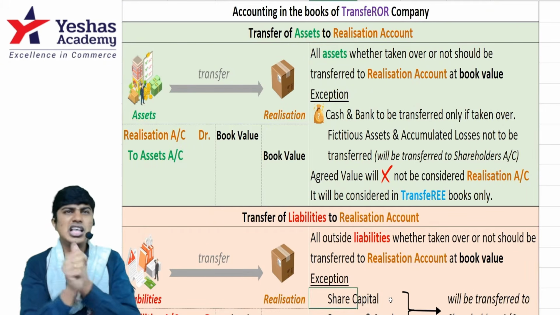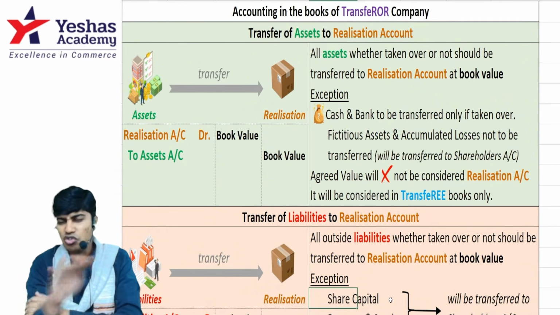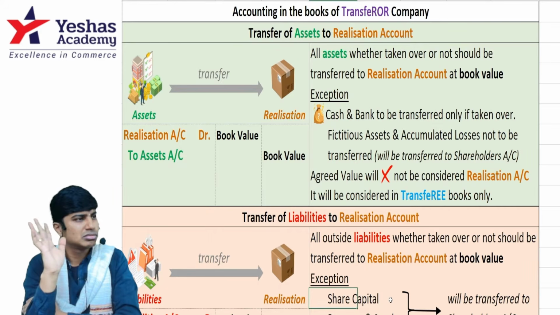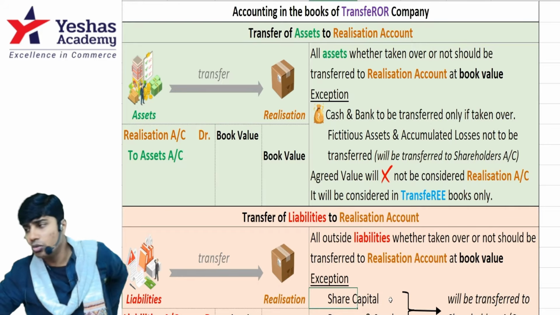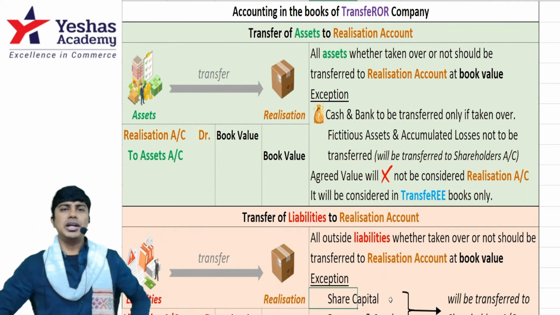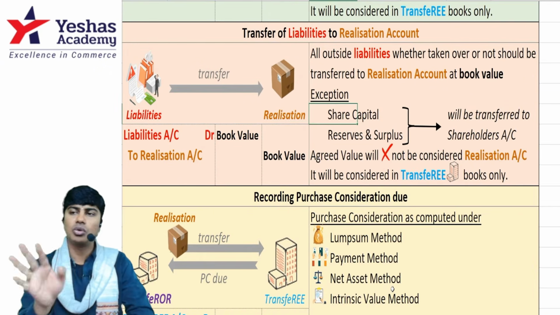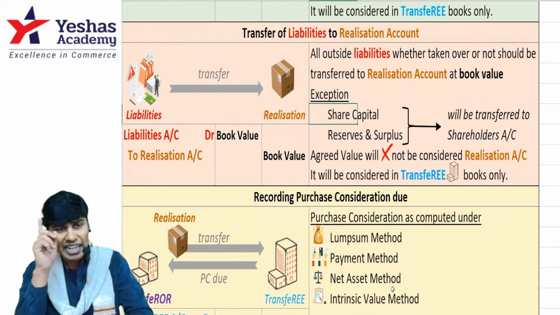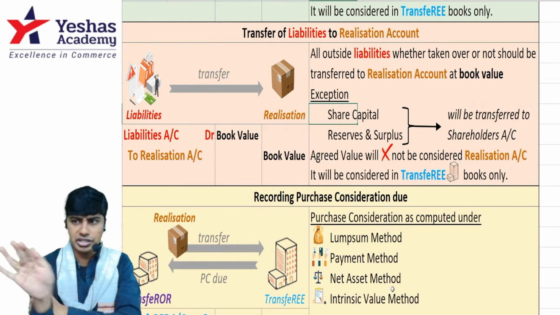Number one, transfer of assets to realization. Realization account debit to assets. Transfer all the assets whether taken over or not, including cash and bank balance. Then we discuss liabilities taken over. What is the entry for liabilities taken over? You should write the entry: liability account debit to realization. Transfer all the liabilities whether taken over or not to realization account at book value. Items which will not be transferred: share capital, reserves and surplus. Other than this, everything else.